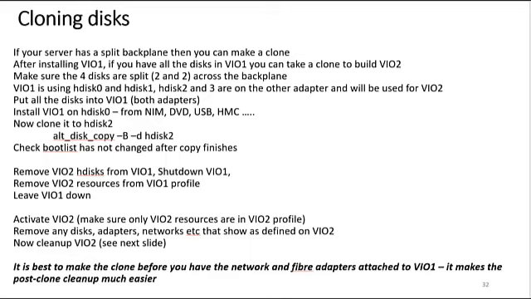I install VIO1 on hdisk0, however I want to install it. And then I clone it using alt_disk_copy to hdisk2, which is on the other side of the backplane. I remove all the disks and I get rid of those adapters. I then bring VIO1 down, remove the adapters, etc. from the profile on VIO1, and then I activate VIO2, and then I have to do some cleanup work.